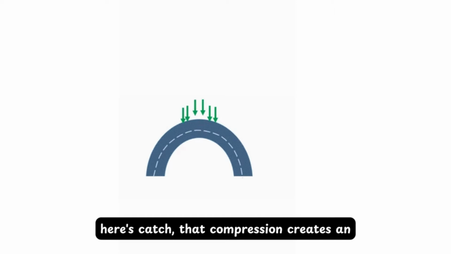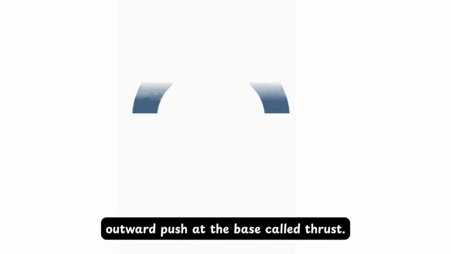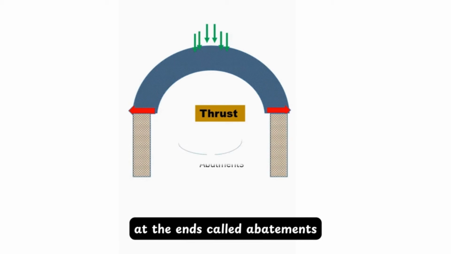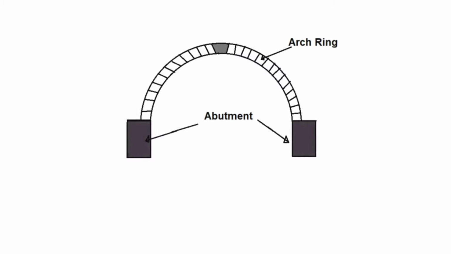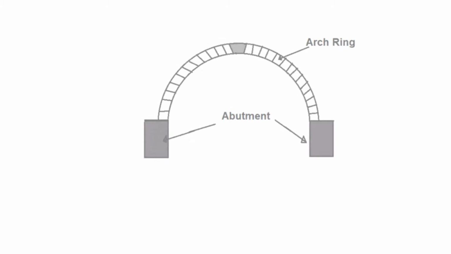But here's the catch: that compression creates an outward push at the base called thrust. To resist this thrust, we need strong supports at the ends called abutments or tie rods to hold the arch in place. That's how arches stay strong and stable under heavy loads.